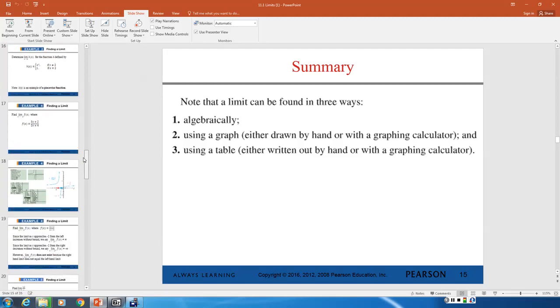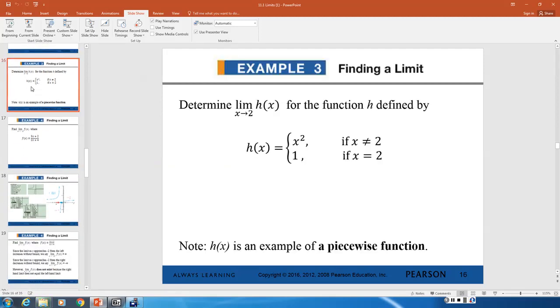Let's look at another couple of examples. Determine the limit as x approaches 2 for h of x, if the function h of x equals x squared as long as x isn't equal to 2. If it is equal to 2, then its value is 1. This is a piecewise function.